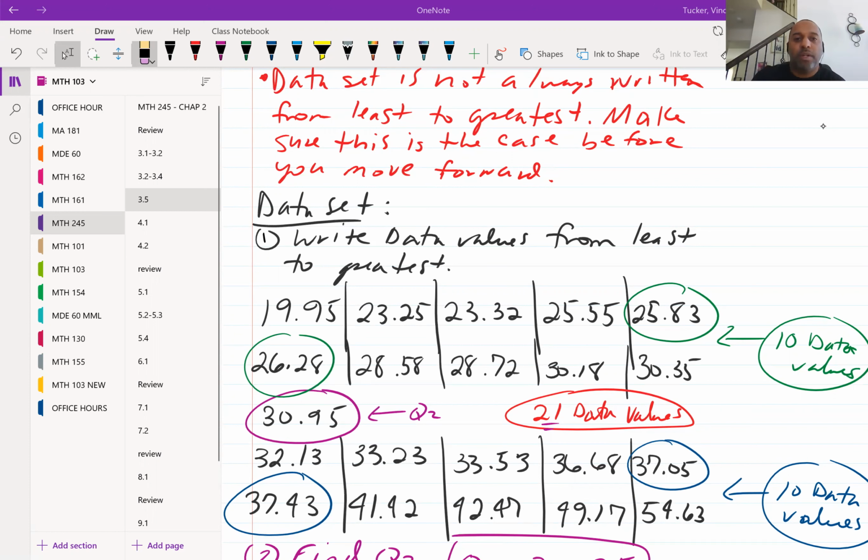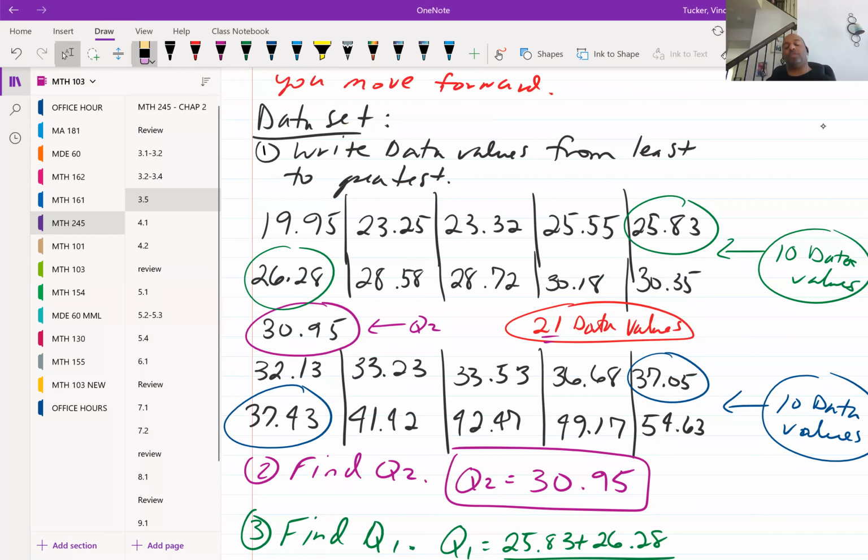All right. So the first one we want to find is Q2. That's the middle value of the whole set of data. And so, listing it this way allows me to see clearly my middle value is 30.95. So no calculation needed, just the middle value, because I had an odd number of data values initially. So that means I do have a middle number.